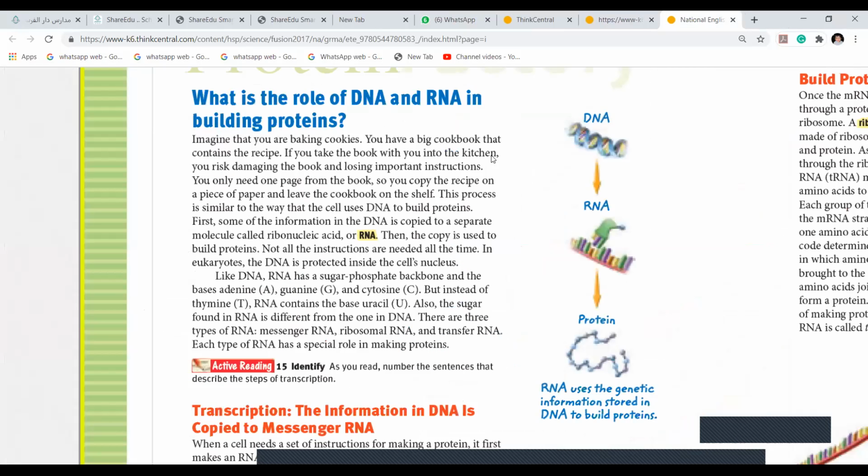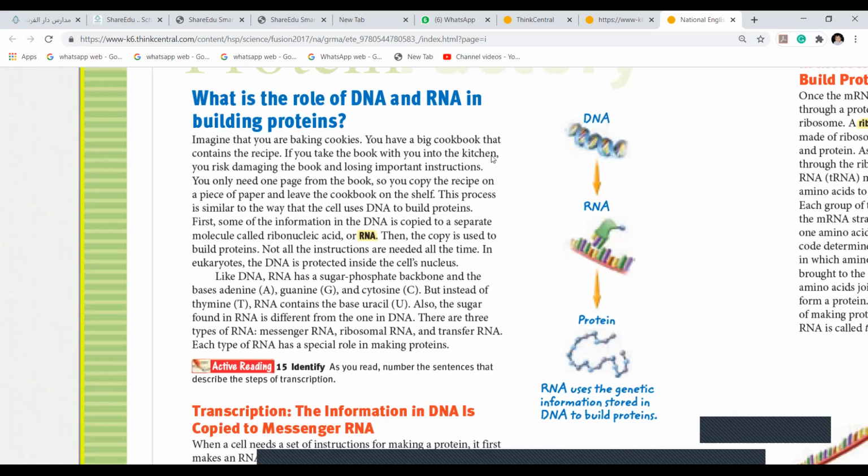What is the role of DNA and RNA in building proteins? Imagine that you are baking cookies. You have a big cookbook that contains the recipe. If you take the book with you in the kitchen, you will risk damaging the book and losing important instructions, right? You might spill water on it or something. So you only need one page from the book. You copy the recipe on a piece of paper and leave the cookbook on the shelf. Am I correct? This process is similar to the way that a cell uses DNA to build proteins.